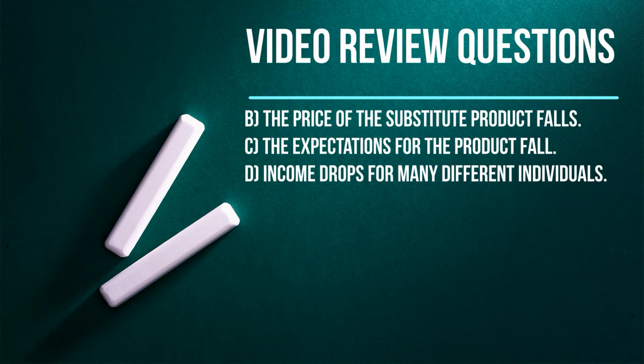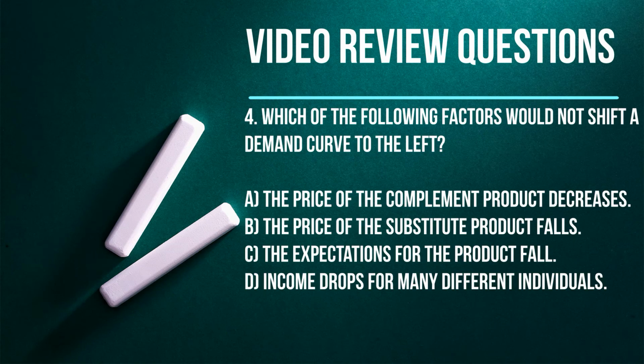Question 4. Which of the following factors would not shift a demand curve to the left? A, the price of the complement product decreases. B, the price of the substitute product falls. C, the expectations for the product fall. Or D, income drops for many different individuals. Answer is A, the price of the complement product decreases.